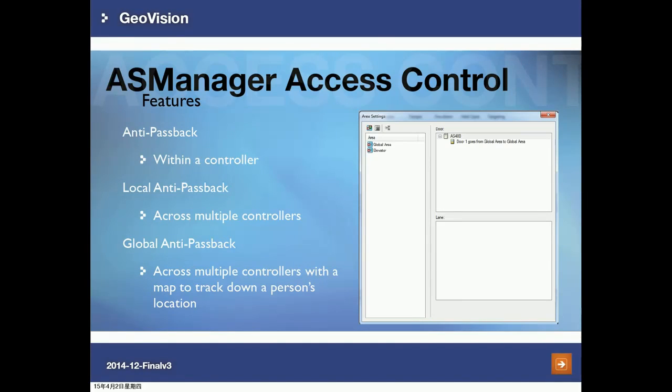And then we have the local anti-passback function, which is used across multiple controllers. For example, across the multiple controllers of a room or a floor, you can do a local anti-passback within that area. And then we also have a global anti-passback. This is for sites with more controllers, let's say across different buildings. You can also set a map where you can set different areas, so you can track where the person is when he swipes the card.